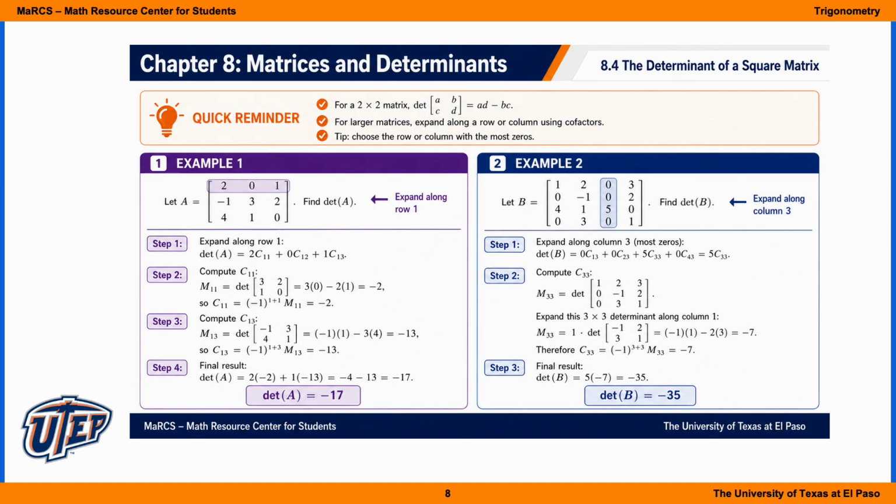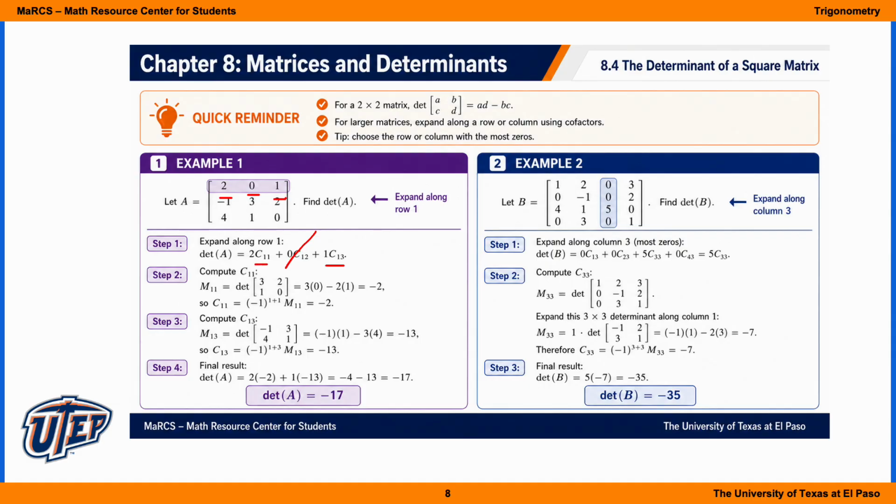I'll go through example 1 and then you can go through example 2. First we want to expand along row 1. That means we will use the entries from row 1. So 2 times C11 plus 0 times C12 and 1 times C13, so the C12 term will cancel out and we just have to find C11 and C13.